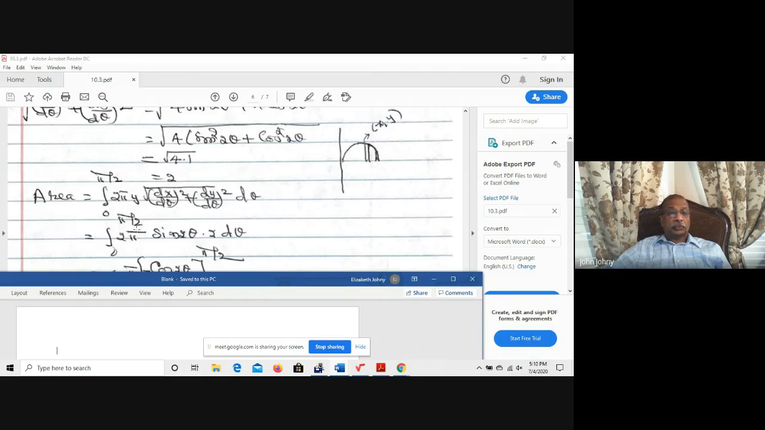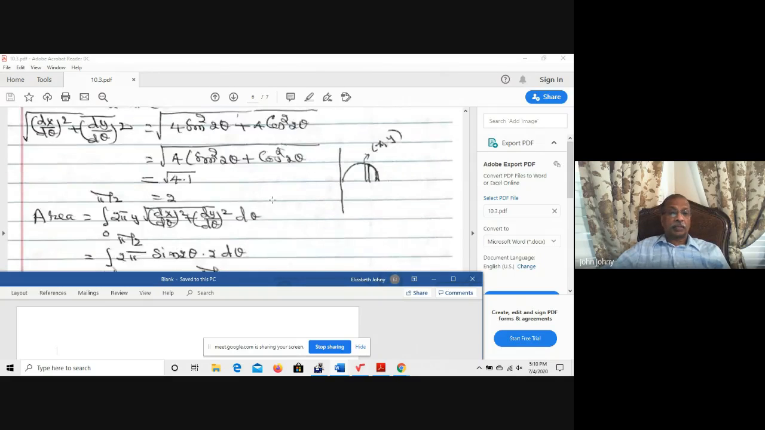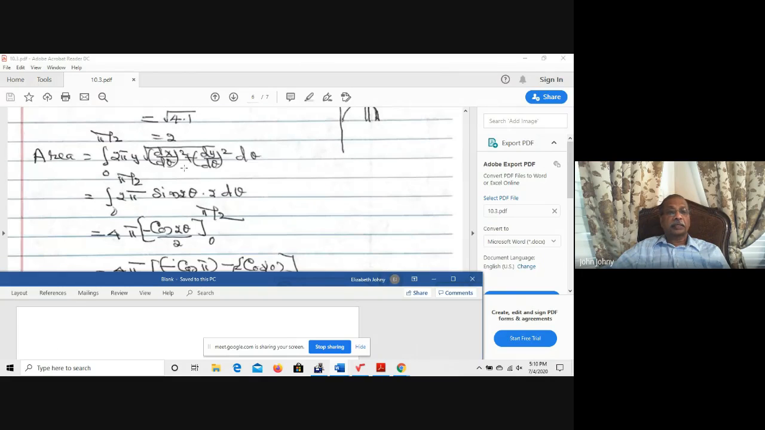0 to pi over 2, 2 pi times sine 2 theta. Sine 2 theta is the value of y. So 2 pi y is 2 pi times sine 2 theta, and the square root of (dx over d theta) squared plus (dy over d theta) squared is 2. So 2 pi times sine 2 theta times 2 times d theta, and 2 times 2 is 4. 4 pi is pulled out.